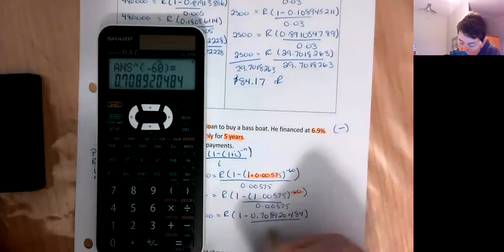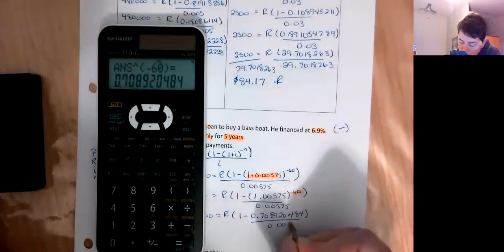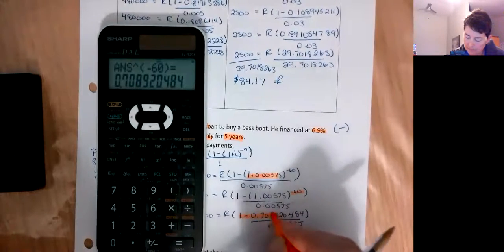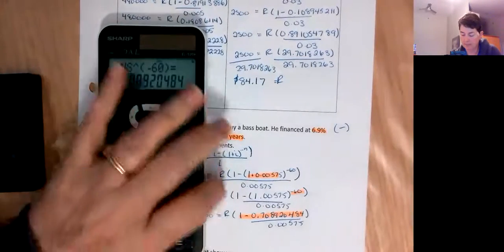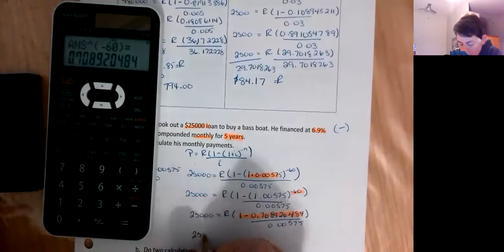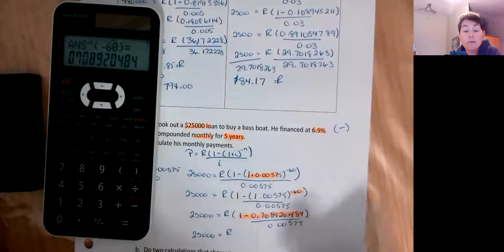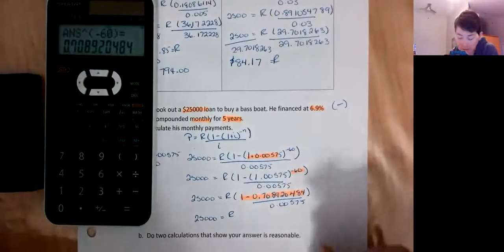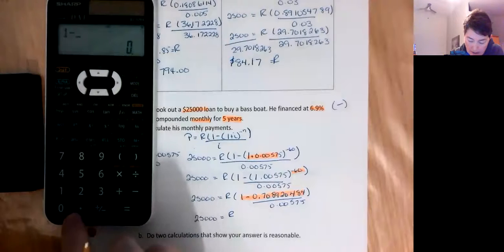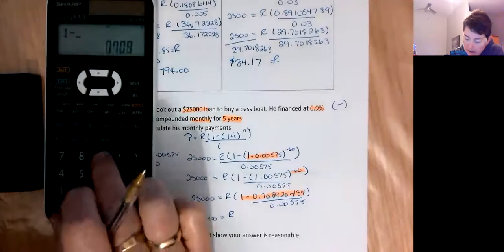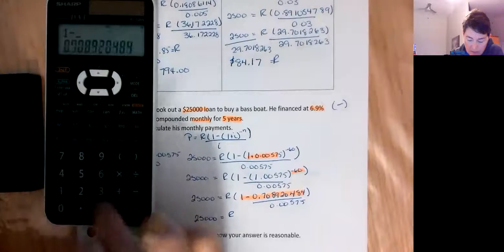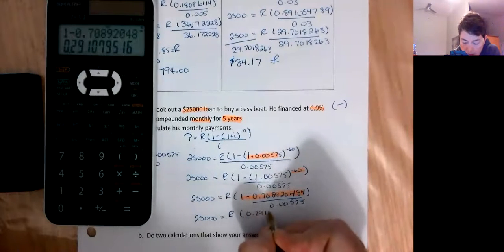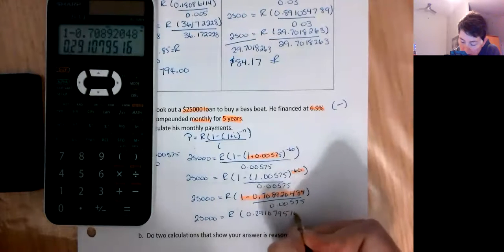0.7089204484, then 0.00575. This comes next, 25,000. And yes, we're doing absolutely nothing with $25,000 yet. Eventually we'll get to do something with that. So 1 minus 0.70892044 is 0.2910799516.